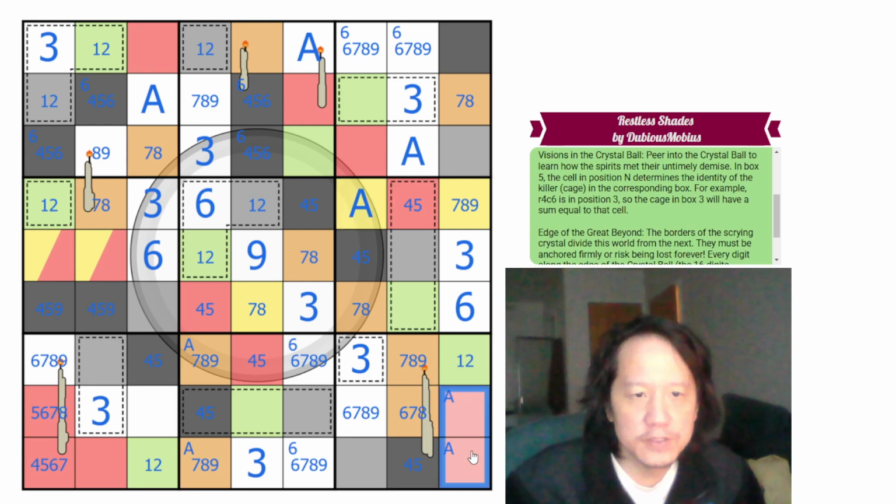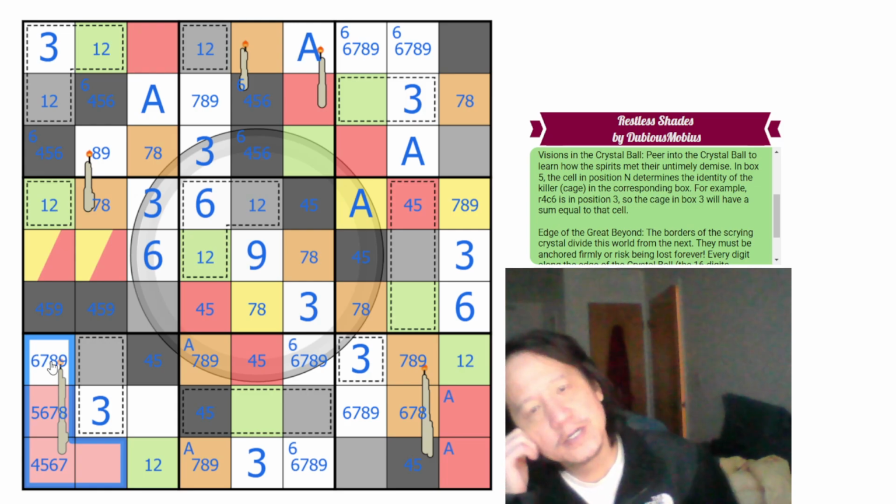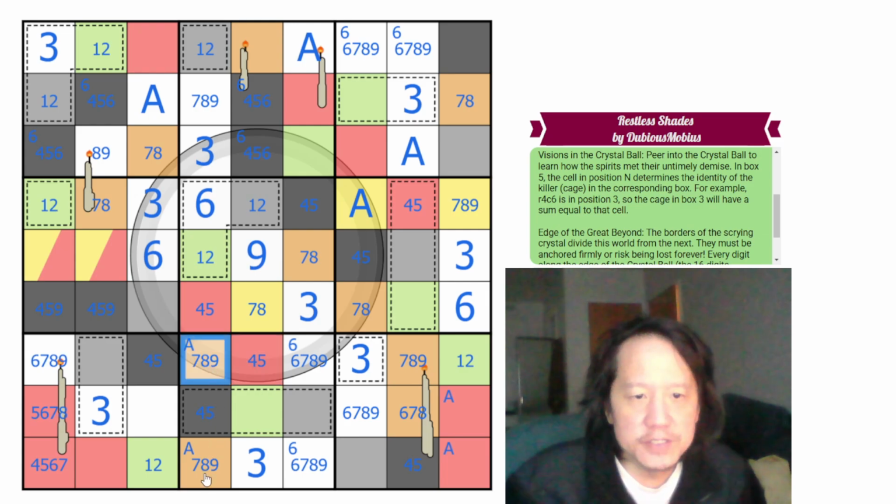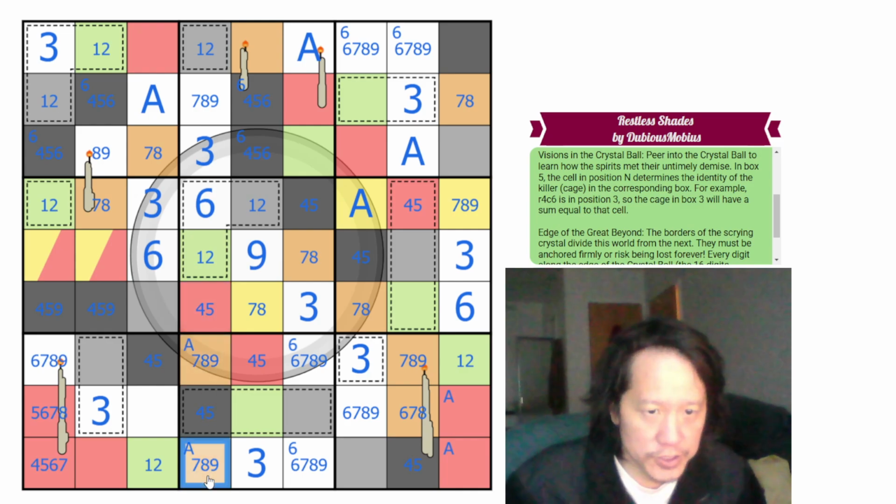One of these two cells is an A. This can't be A. A can be either of these four cells, unfortunately. And it's one of these two cells. A has to be one of these four cells in box 7. That doesn't help much. Well, we do know that the A has to be these, right? So this is A or orange. Okay, maybe that's it. This is A or orange.